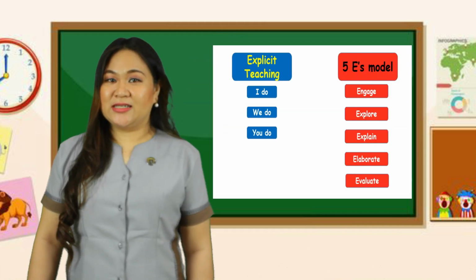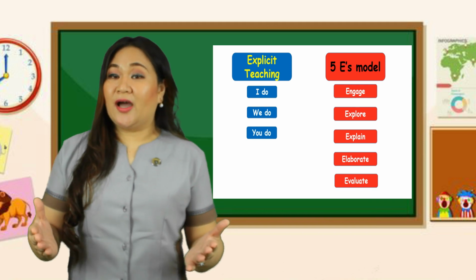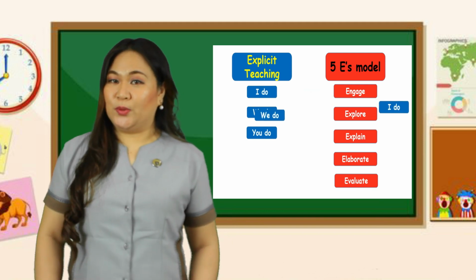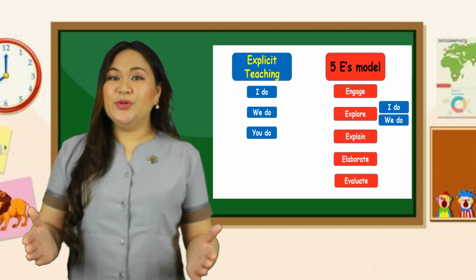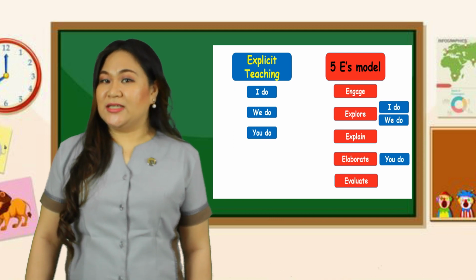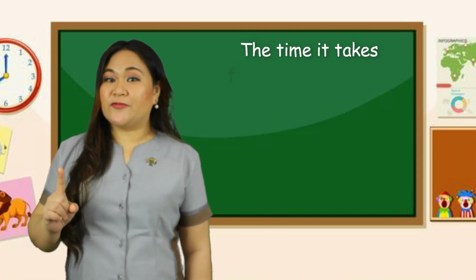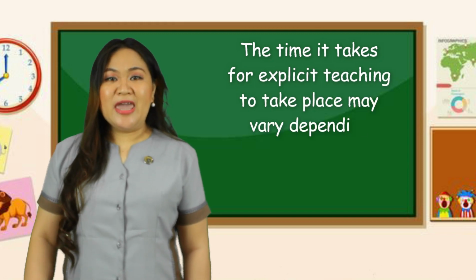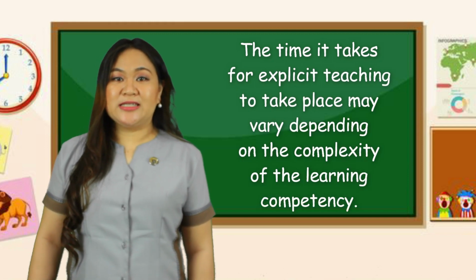In some cases, the I do and we do part are combined or merged in the explore part. The you do or independent practice is carried out in the elaborate phase of the lesson. The time it takes for explicit teaching to take place may vary depending on the complexity of the learning competency. That's where explicit instruction gets integrated in the 5 E's of a science lesson. What I have shown to you is just one phase of explicit teaching integrated in 5 E's.